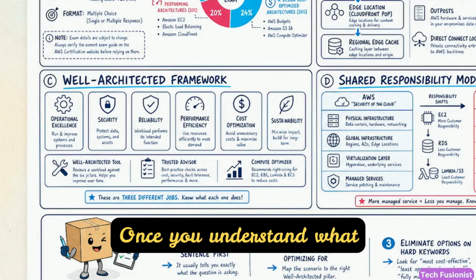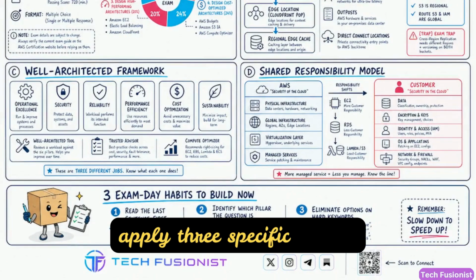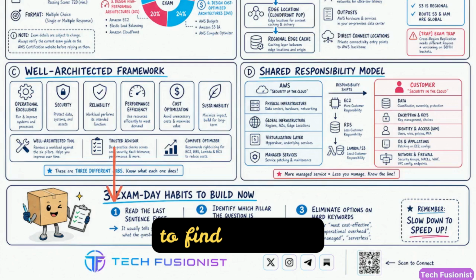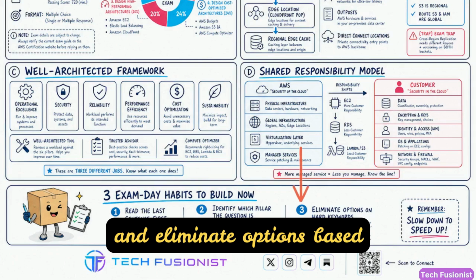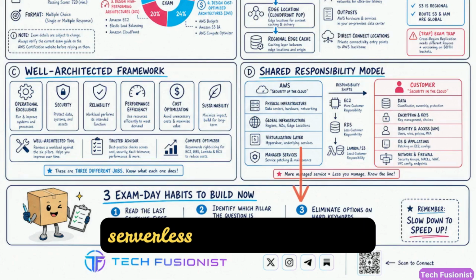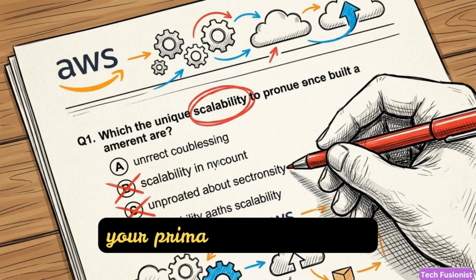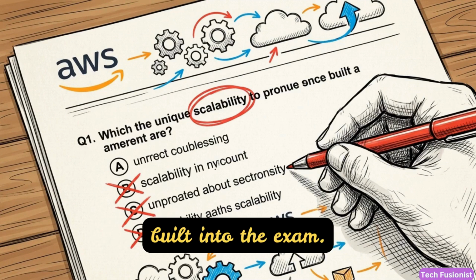Once you understand what AWS considers a good architecture, you can apply 3 specific habits. Read the final sentence of a question first to find the actual requirement. Map the scenario to the pillar it prioritizes, and eliminate options based on hard keywords like serverless or fully managed. Internalizing these boundaries provides your primary defense against the deliberately confusing traps built into the exam.